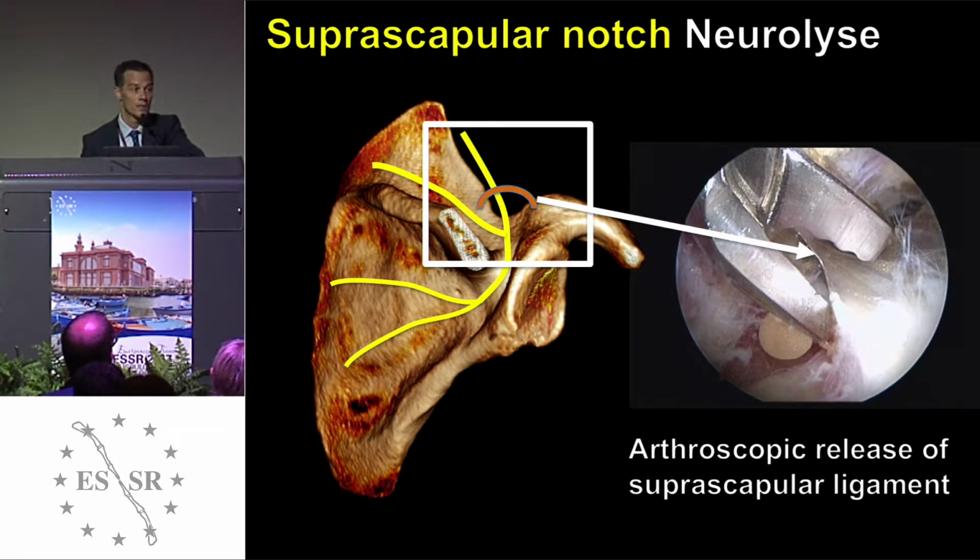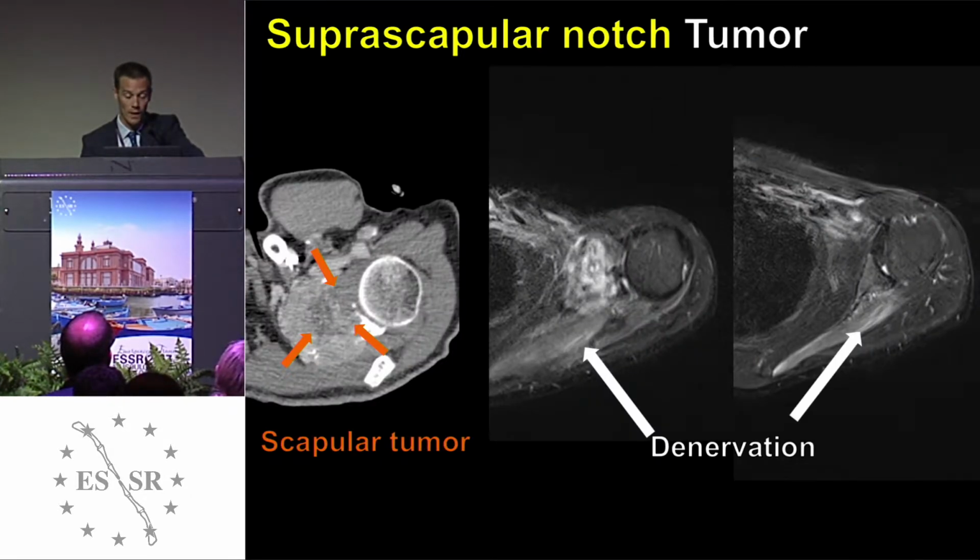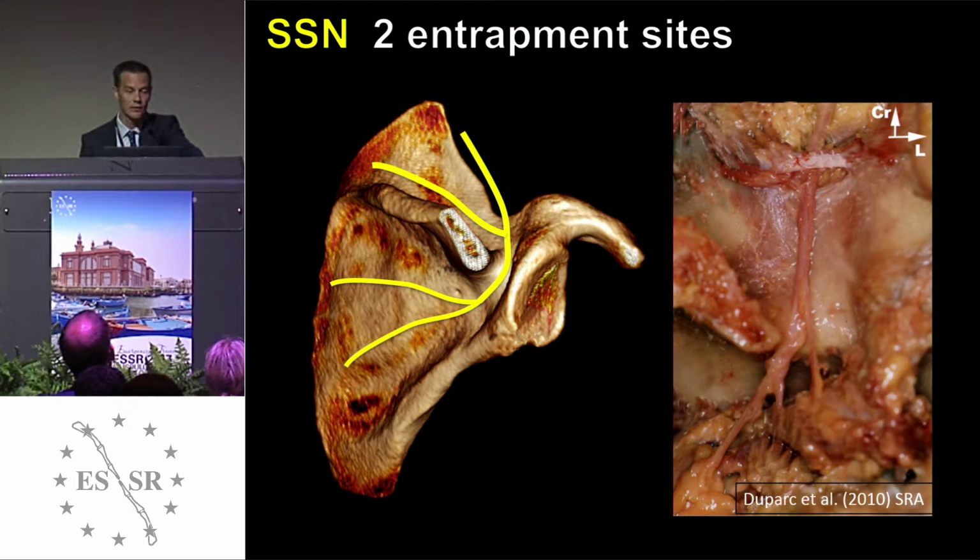In some cases, the suprascapular ligament can be so thick, and could even ossify, that the surgeon has to remove it, to release this ligament in order to ease and free the nerve. A very rare differential diagnosis is a suprascapular notch tumor, quite rare, only one example, but you have the same denervation of supraspinatus and infraspinatus. It's rare. Let's move now to the second site.